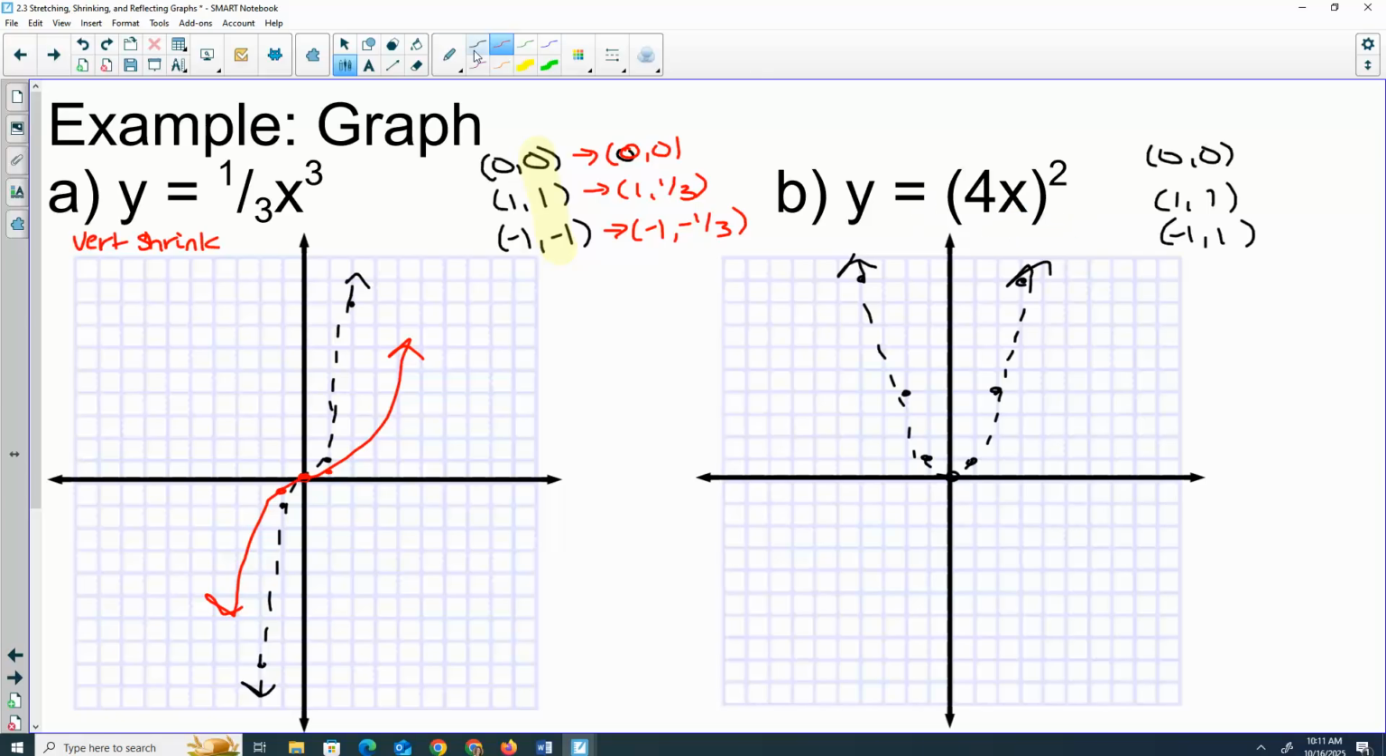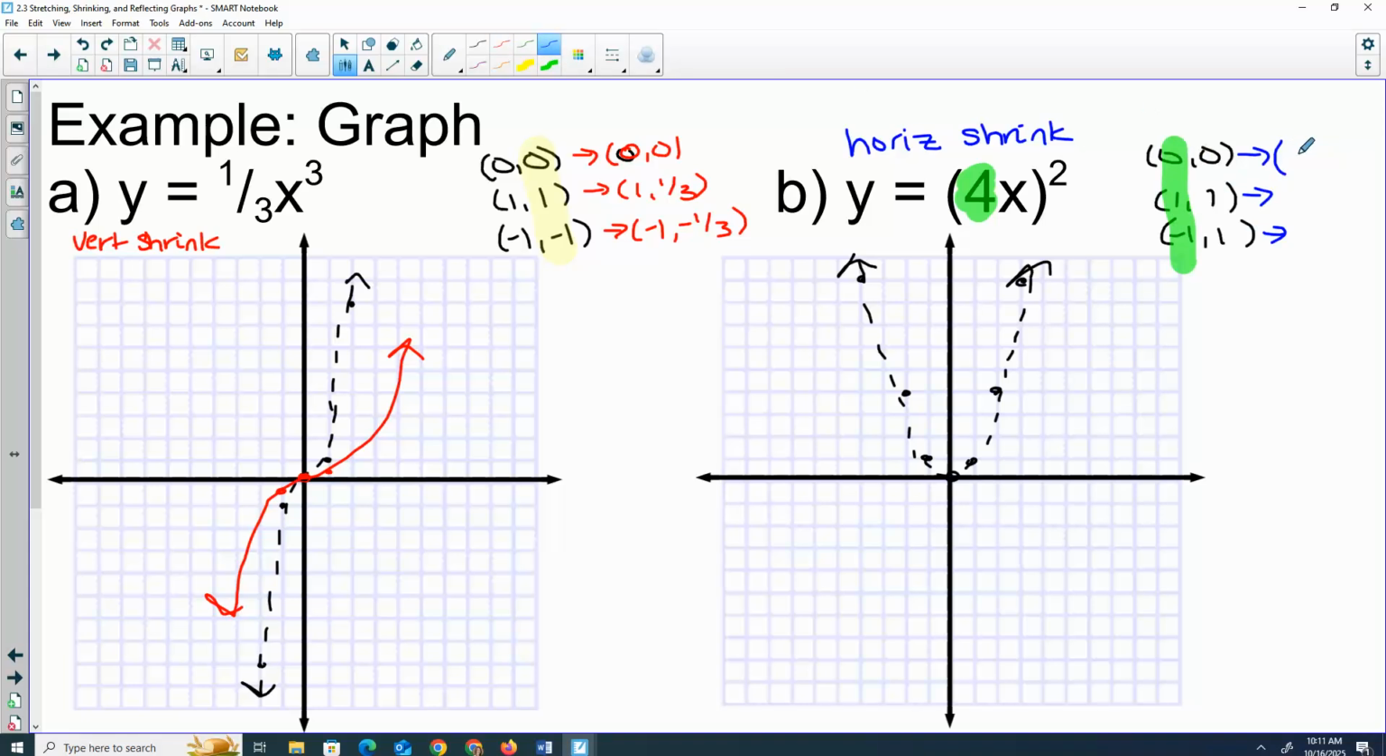All right, on B, x squared. So that's our parabola. This is where I saw the mistake. Inside changes x. So it's horizontal, but it does the opposite. So it's a horizontal shrink or compression. Okay, so I'm going to go through and I'm changing my x's, but I'm doing the opposite of what it says. So it said times 4.